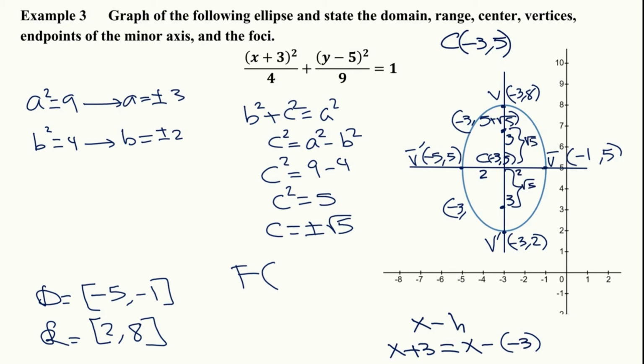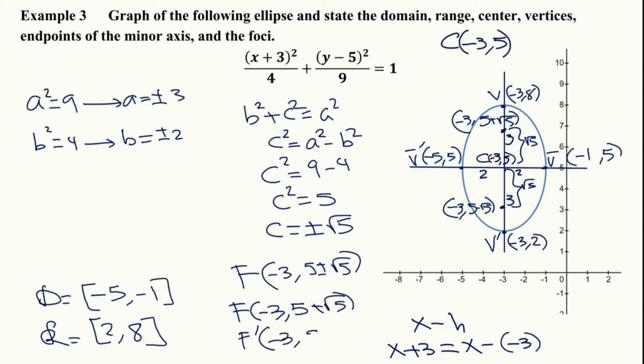So they will be at -3 and then 5. This one was 5 minus radical 5. So 5 plus or minus radical 5. If you want to write them separately, you would just say f at -3, 5 plus radical 5, and f prime at -3, 5 minus radical 5. All right, so that's basically how you handle this one. Make sure that you can comfortably handle that, and we'll proceed.